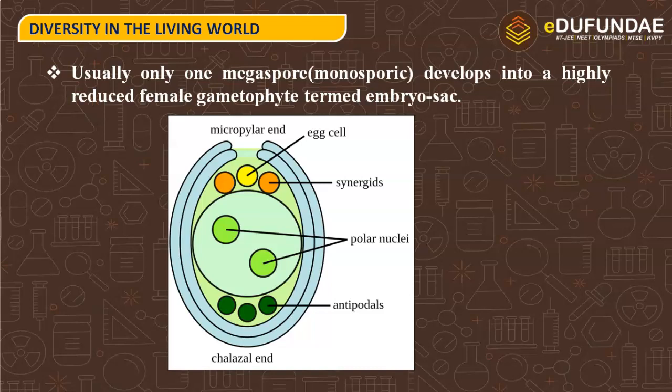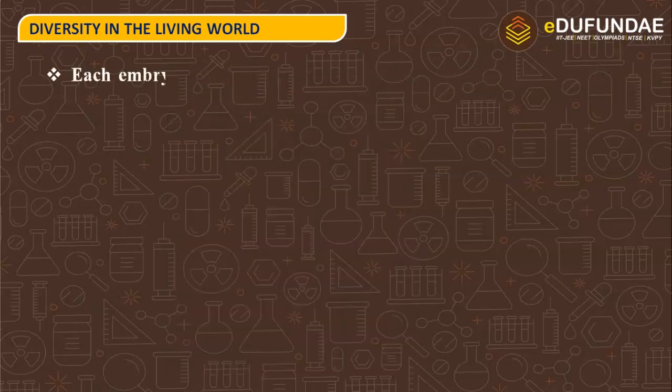Here we can see that there is the chalazal end, there is the micropylar end. Basically, it is the inverted structure of the embryo sac. There will be the presence of various cells inside, that is a central cell, there is an egg cell, and there are various nuclei, that is they are having 8 nuclei and 7 cells. Let us further see its explanation.